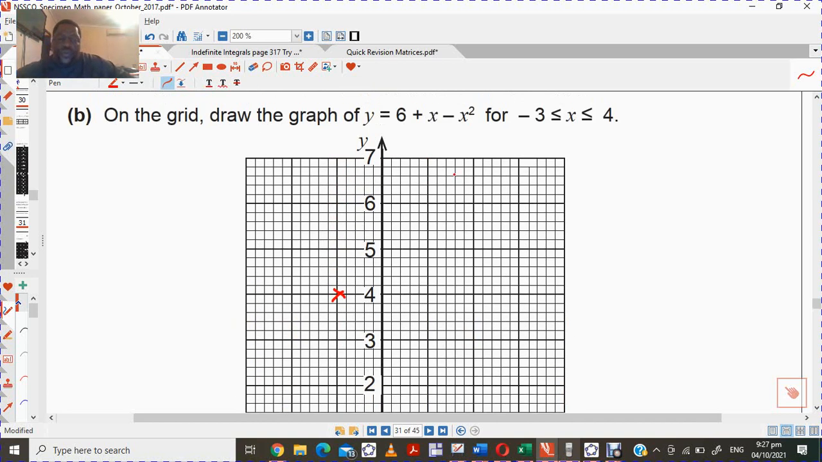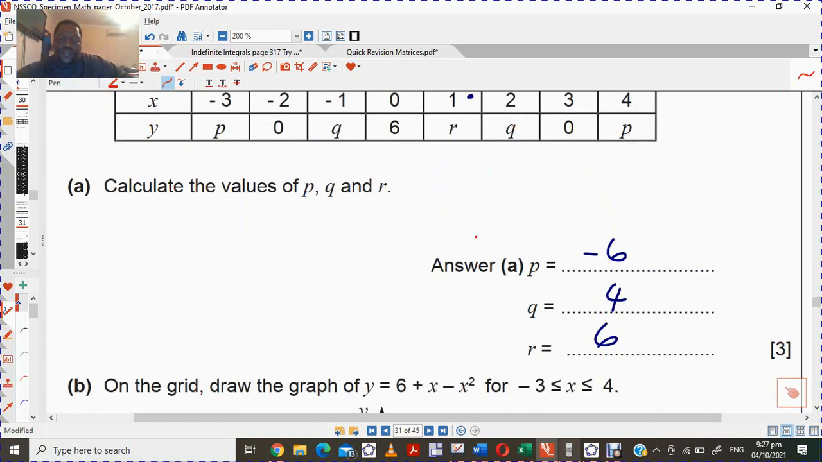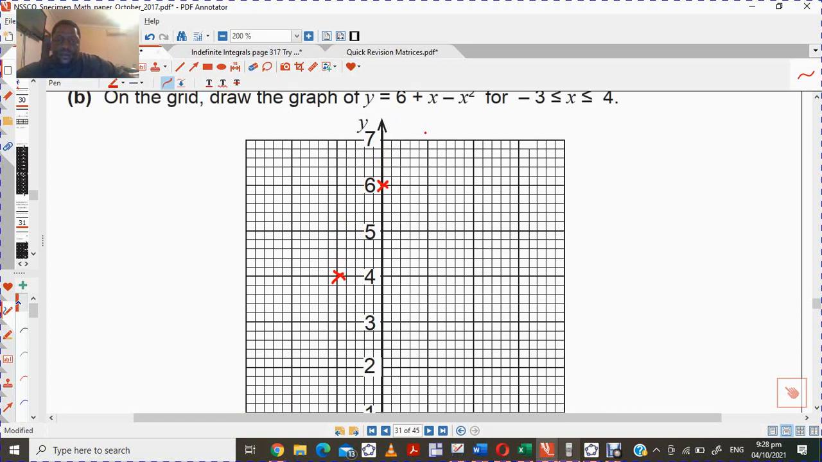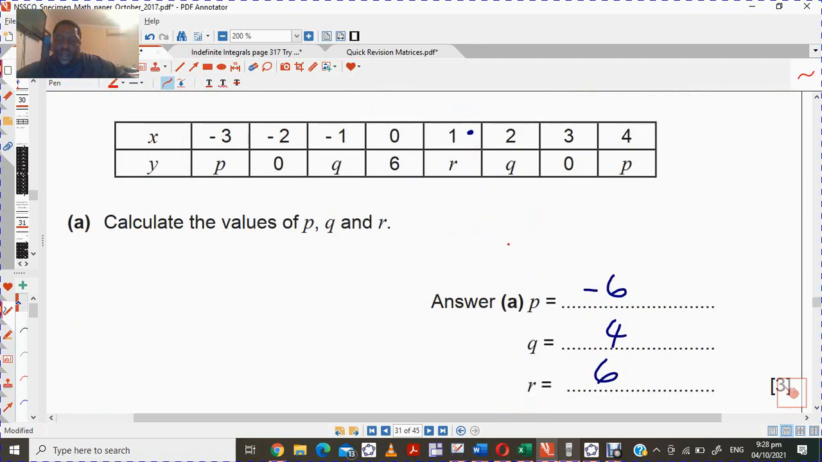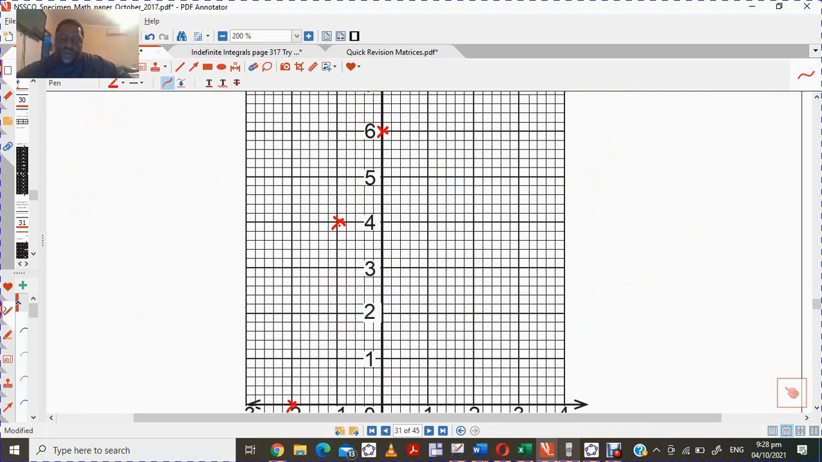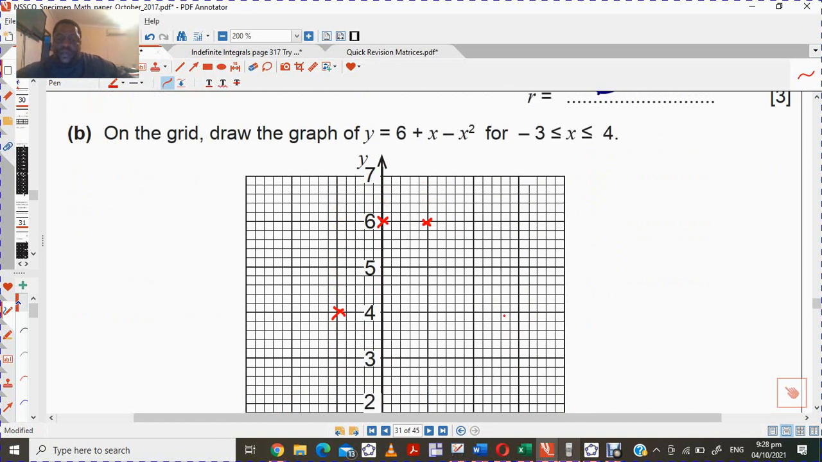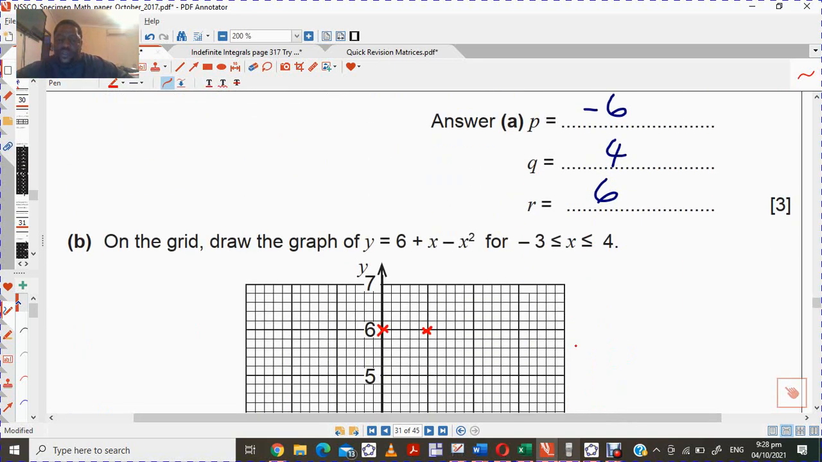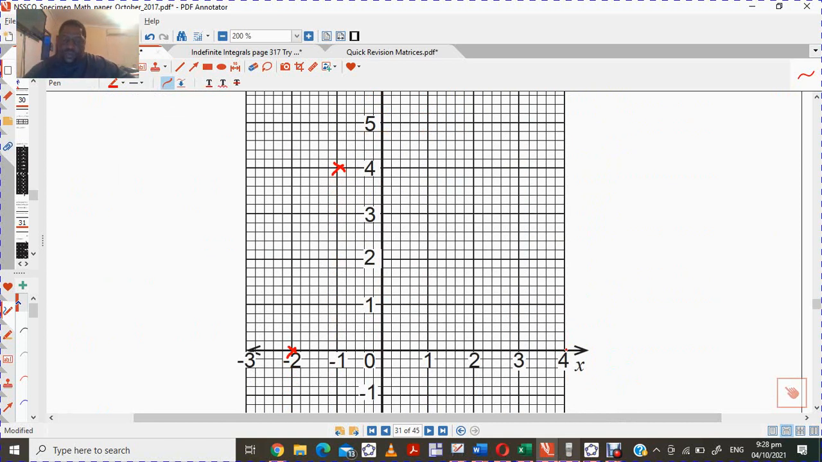Then when x is 0, I get 6. So 0 gets me to 6, which is right up here all the way. When x is 1, I'll get r, which is 6. So 1 is also 6. So 1 will be 6, will be here. When x is 2, I think I get a 4. When x is 2, I get q, which is 4. So 2 goes together with 4.